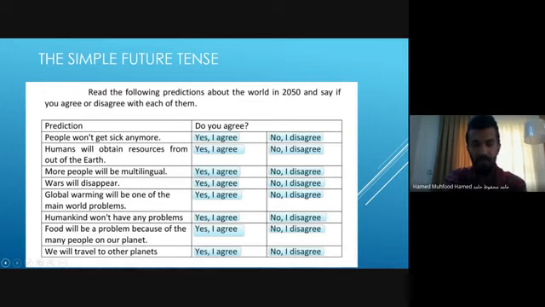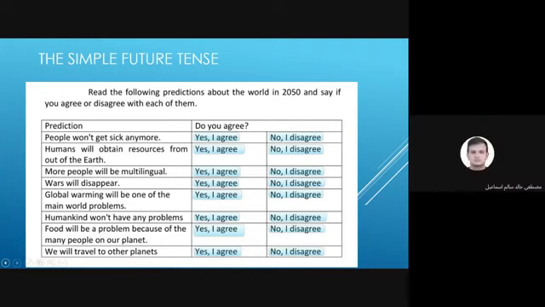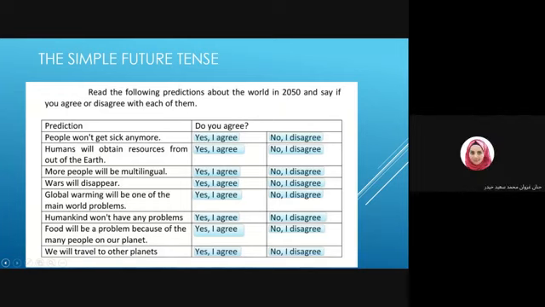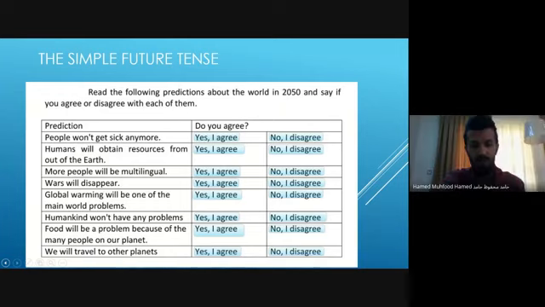The other one says food will be a problem because of the many people on our planet. Food will be a problem. We are talking about 2050. Mustafa? Maybe that's true. So I agree. And the last one, we will travel to other planets. Hanan? I agree. Yes, I agree. Okay, so you agree.